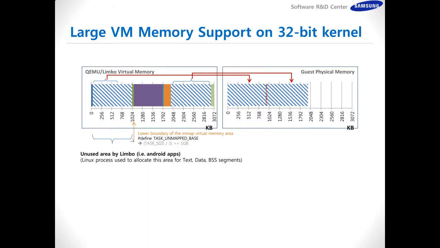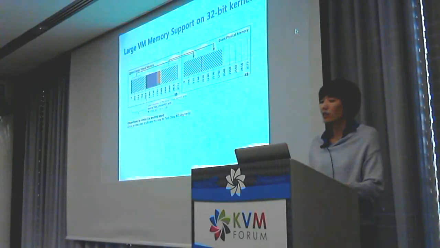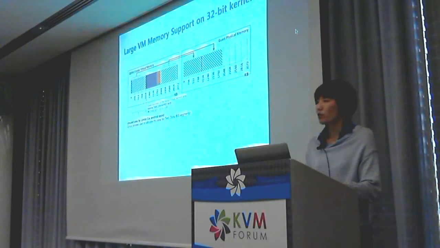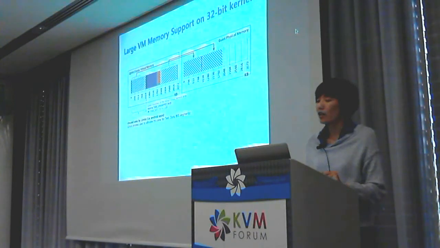This is the last one. I'll talk about how we were able to assign a virtual machine more than 1 GB. In the left box, this is Limbo's virtual memory address space. Before Limbo and QEMU run a virtual machine, only the blue dashed line area is unused.